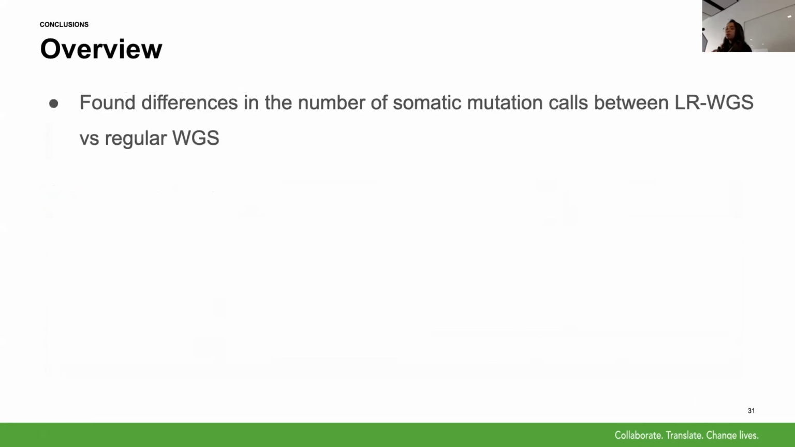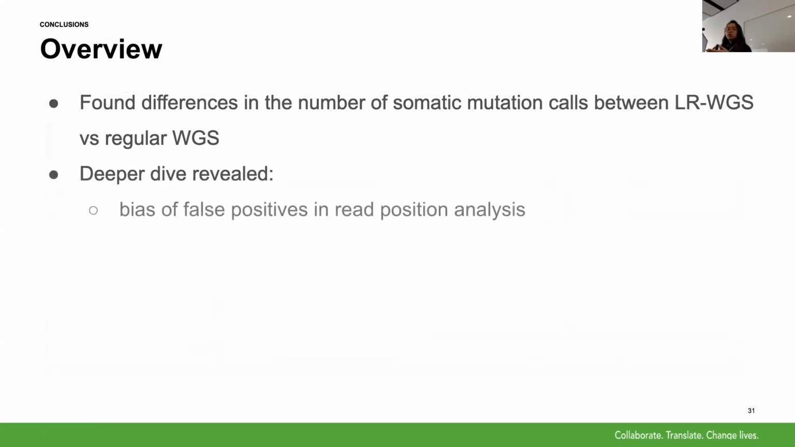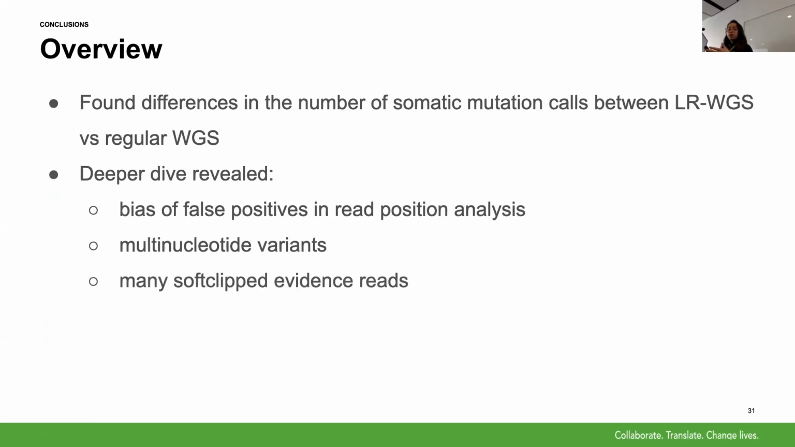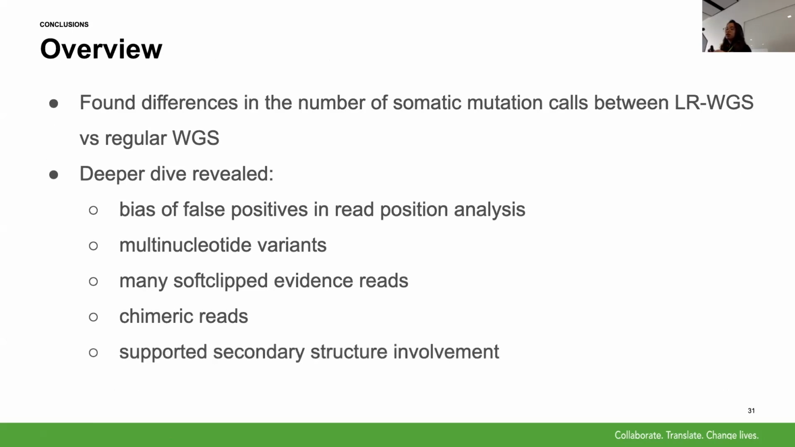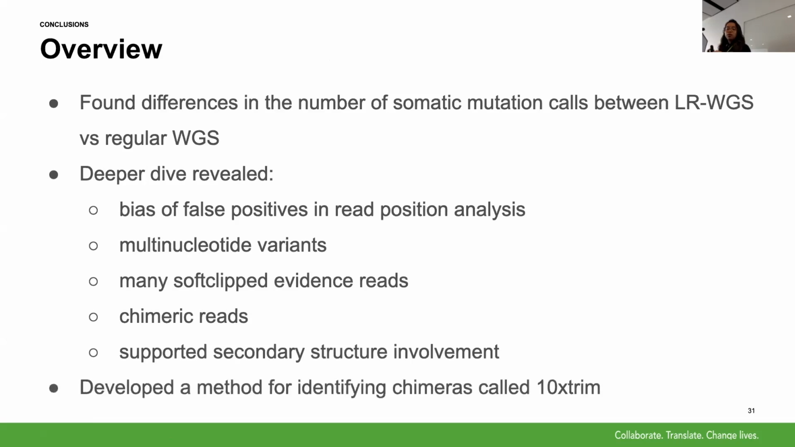So a few conclusions. We compared the number of somatic mutations being called in linked reads and in regular whole genome sequencing and found a much higher number of somatic mutations being called in linked reads, which prompted an investigation of these false positives. We found a bias of false positives in the read position analysis for read twos. Multinucleotide variants seem to be linked read specific. Many of the multinucleotide variants were supported by soft-clipped evidence reads. We found some evidence of chimeric reads and potentially a secondary structure involvement. We developed a method for identifying these chimeras called 10x trim.